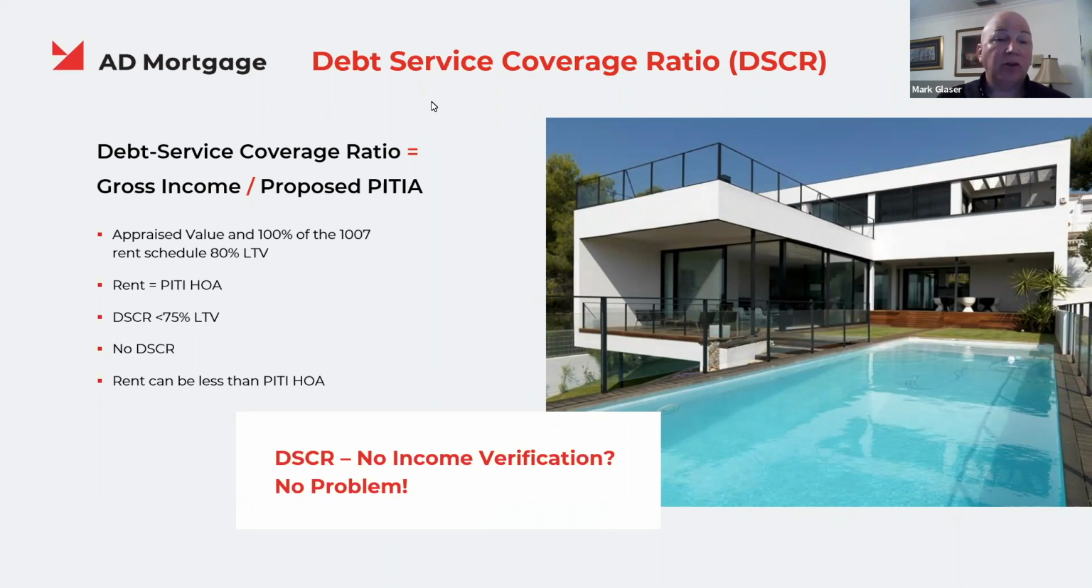If your current PITI mortgage payment is 2,500, and when you get your 1007 rent schedule it comes out that the rent is 2,200, then we're going to be in the 75% LTV category where the debt service does not equal the rent. The mortgage does not equal the rent, the PITI HOA. Greg, did that answer your question?